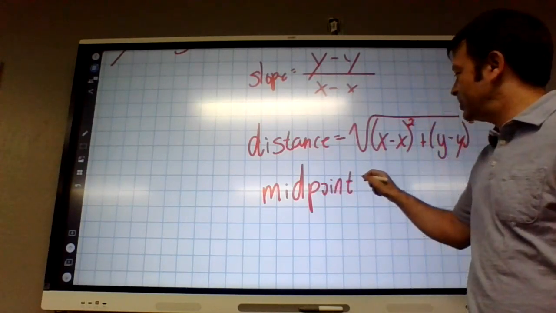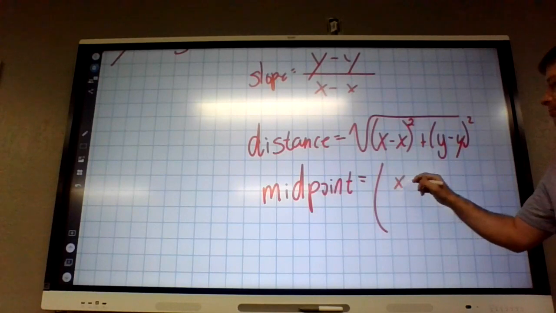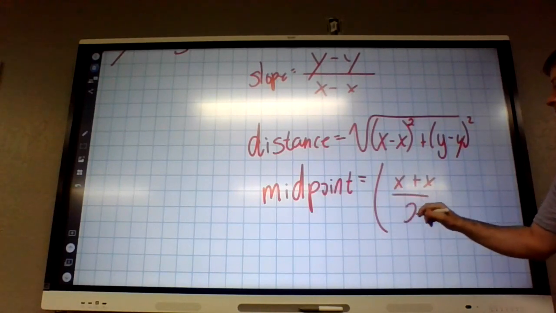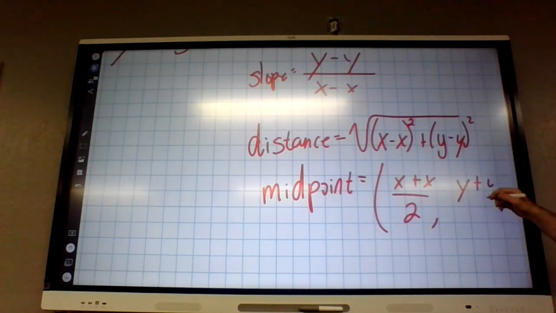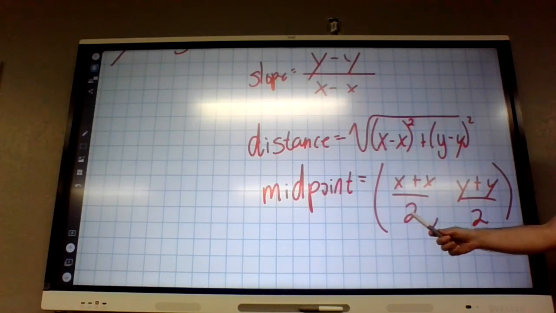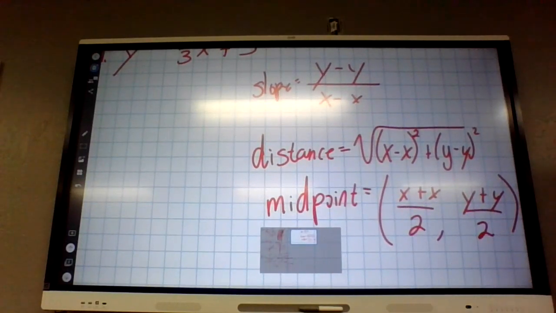So what's the midpoint formula? x plus x over 2, and y plus y over 2. Right. Average of the x values, comma, average of the y values. It's an x and a y coordinate. For slope, it would be y2 minus y1 over x2 minus x1. It doesn't matter. If you do y2 minus y1, you have to do x2 minus x1, or vice versa.